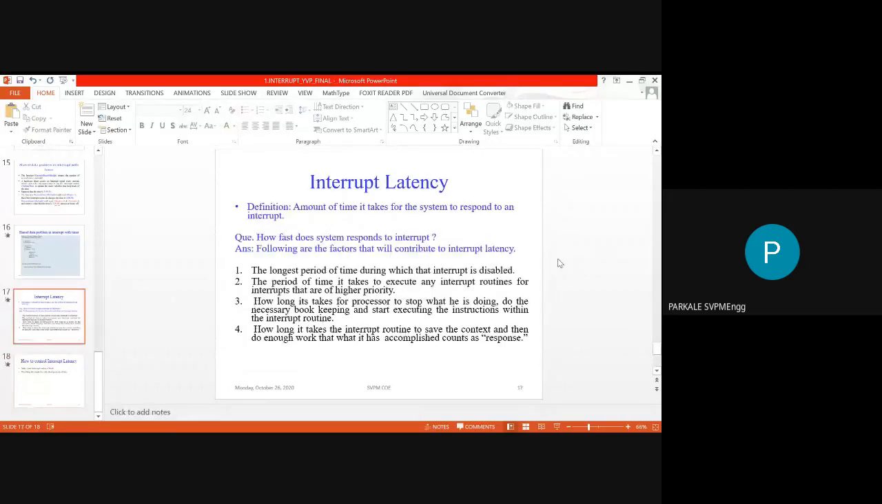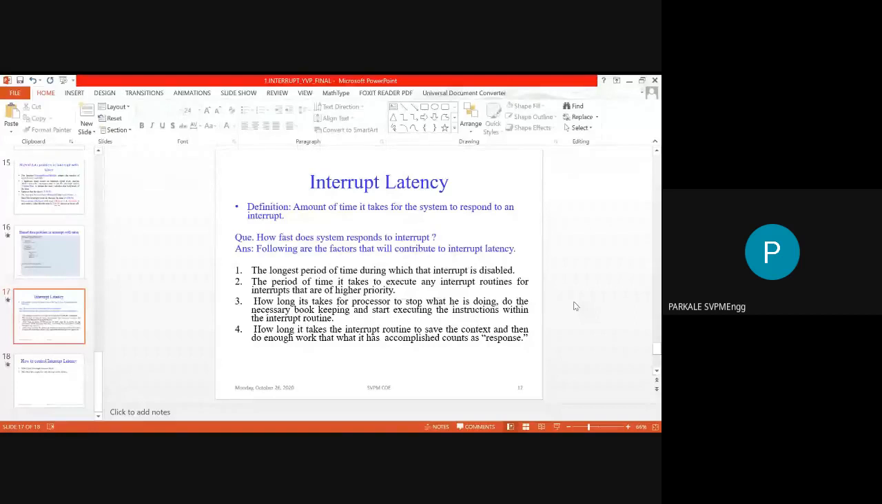I hope all of you have understood. Interrupt latency is very simple. What is interrupt latency? It is the amount of time the microprocessor requires to respond to an interrupt. But it is not as simple as we have seen, because this interrupt latency has many contributors, and those contributors we have just discussed, that is 1, 2, 3, 4. So four parameters we have seen.